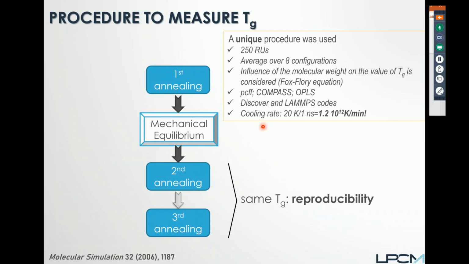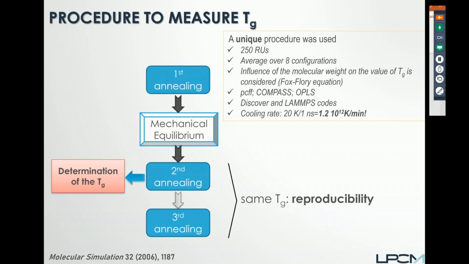And just to tell you that the cooling rate is very, very high. It's of the order of 10^11 times more rapid than the experimental one. The reason we have such a huge cooling rate is that you have to integrate the equation of motion, and the integration step is a femtosecond. So in our procedure, after the second annealing or heating cooling process, we get the TG.